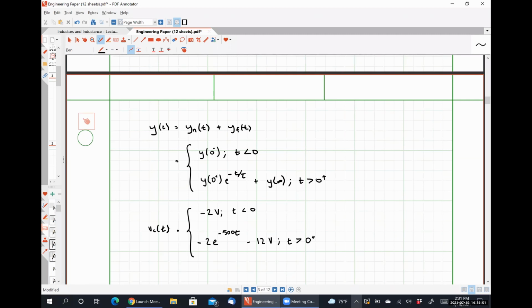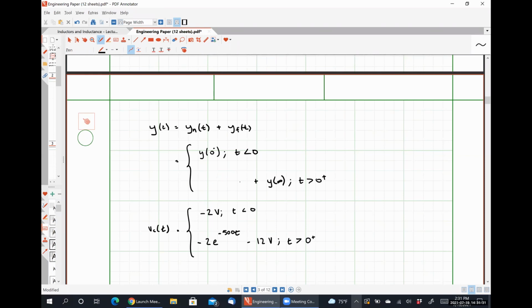And in this case, if you plug in a 0, then that would be negative 2 minus 12. So it would be negative 2 volts at 0 minus and negative 14 volts at 0 plus. So our voltage drop across our capacitor winds up being discontinuous, which we know cannot occur. So the only change that we're going to make is right here.